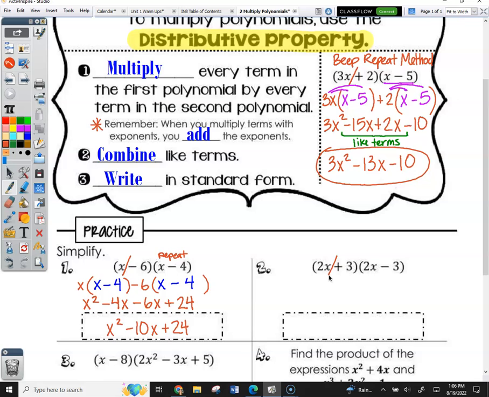So something unusual happens on this one that didn't happen on the other. What did you notice? What happened? There's no middle term. It went away. There's a reason why.